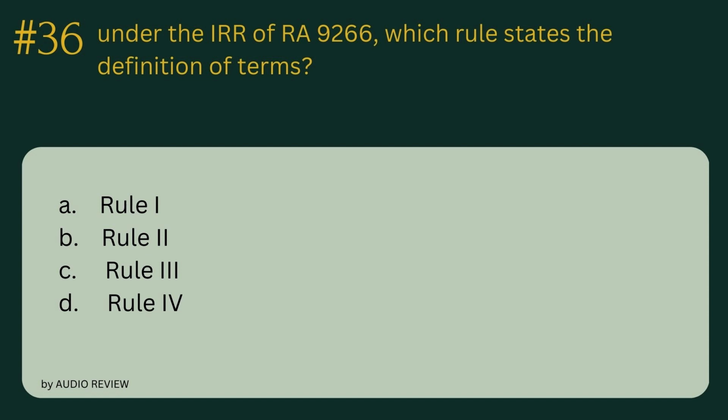Question 36. Under the IRR of RA 9266, which rule states the definition of terms? A. Rule 1. B. Rule 2. C. Rule 3. D. Rule 4. The answer? It's A. Rule 1. Under the IRR of RA 9266, Rule 1 states the definition of terms. Rule 1. Definition of terms.